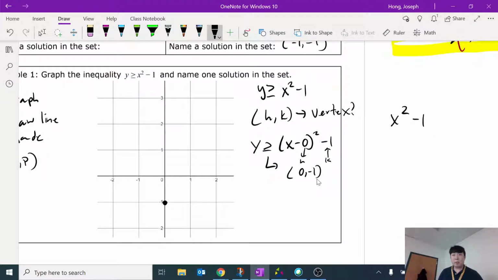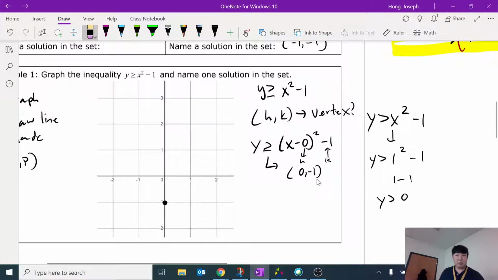x squared minus 1 is less than y. So let's say I put in 1 for x. So 1 squared minus 1 is less than y. This becomes 1 minus 1, which is 0. So my y is less than 0. And let's just make this an equal to, for the purpose of graphing it. So my y is 0. My x that I plugged in was this 1 right here. So my x is 1, my y is 0. That means my ordered pair would be 1, 0, which is located here.